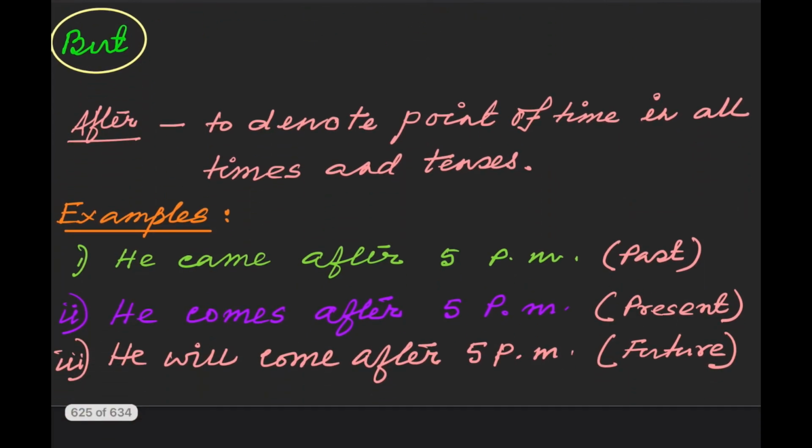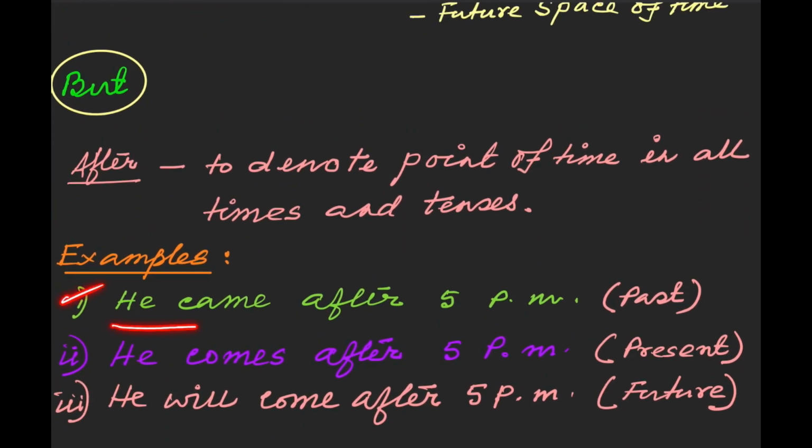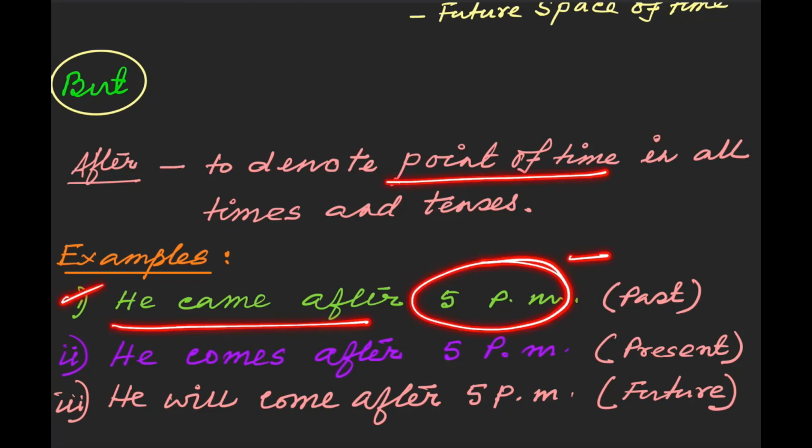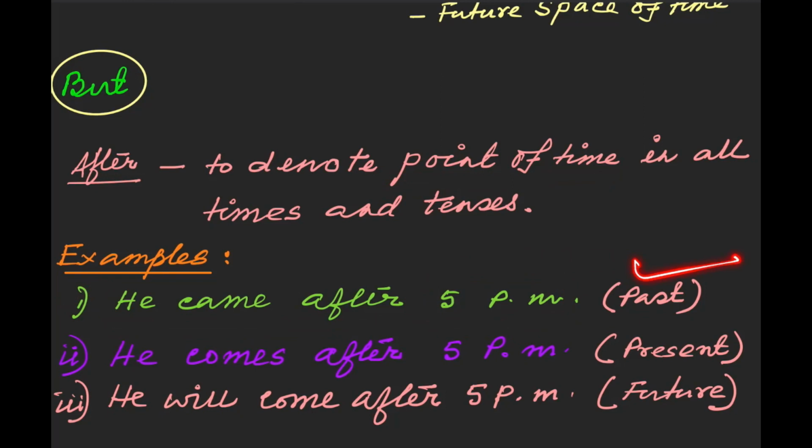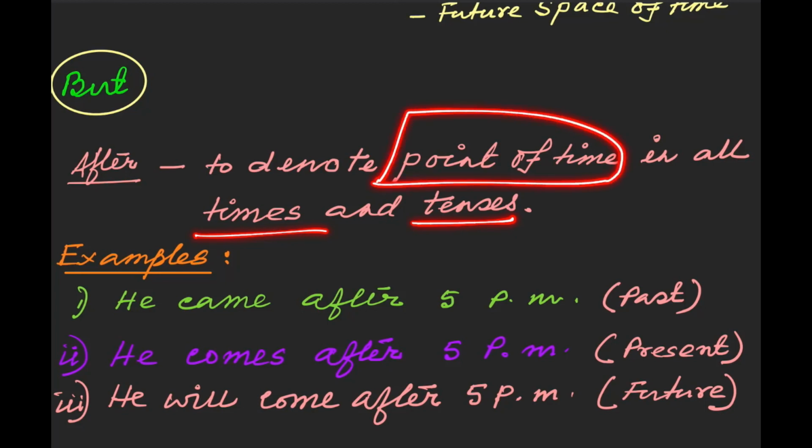See the examples. The first example, he came after 5 p.m. You know it very well that this is a point of time, past point of time. He comes after 5 p.m. Present point of time. He will come after 5 p.m. Future point of time. So after is used in all times and tenses when it is point of time.